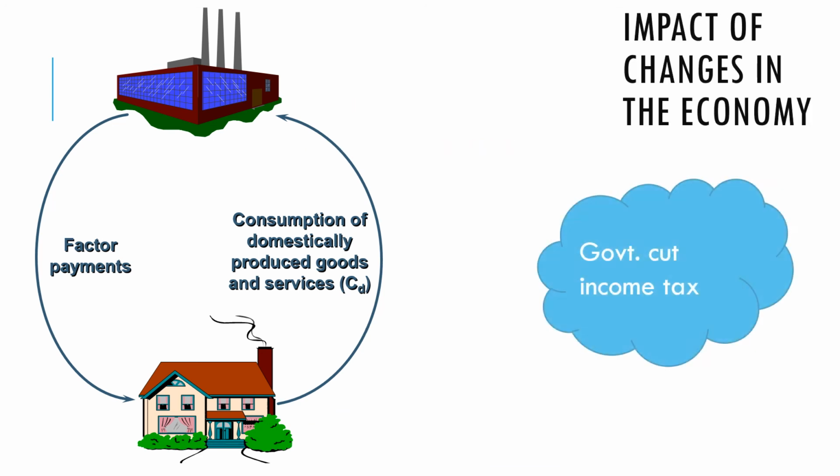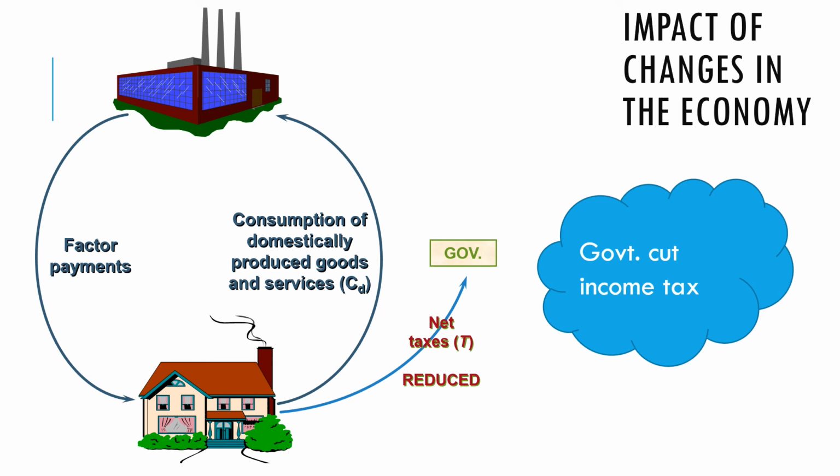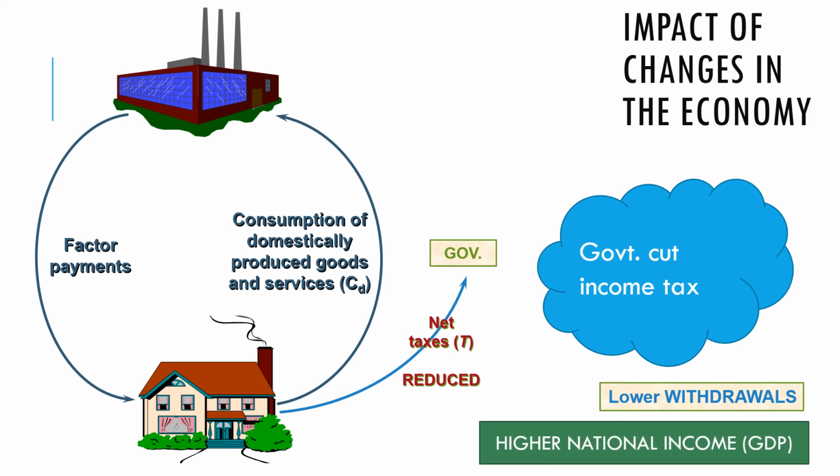Okay, a last scenario now. What if the government cut income tax? Well, if they cut income tax, we would see a reduction in the withdrawal. But again, here, not necessarily going to see any flip side change in injections. It doesn't have to always be balanced out by a change in injections. So here we've got lower withdrawals. We might expect higher national income, more spending on domestically produced goods and services.